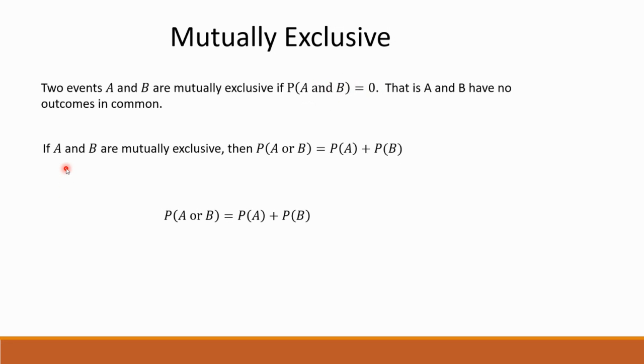If A and B are mutually exclusive, it's pretty easy to get the probability of A or B, at least in theory. You just get the probability of A and the probability of B and add them. You don't have to worry about overcounting because there's nothing in common. That's what it means to be mutually exclusive.